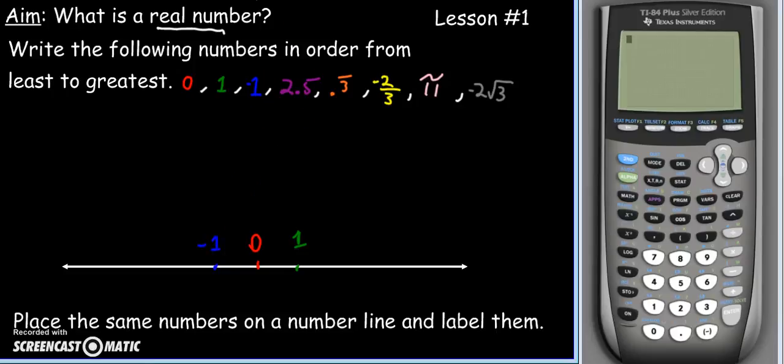2.5 we can place somewhere over here. This would be 2. So 2.5 would be somewhere between 2 and 3. So if that's 2 and that's 3, 2.5 is right here.